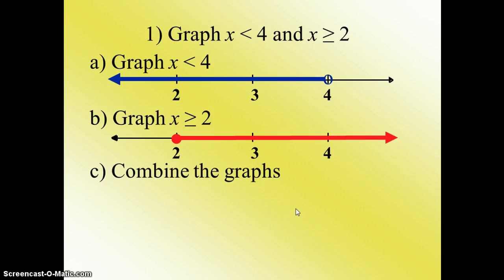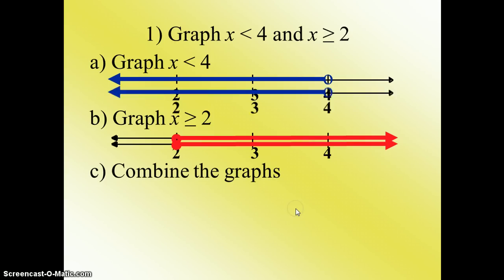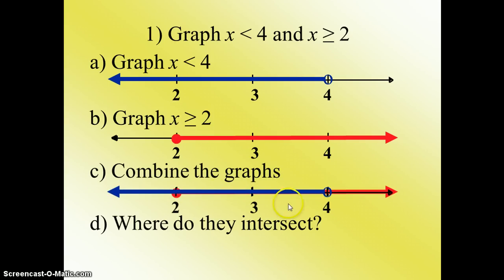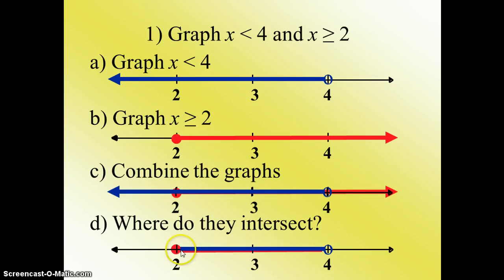Okay, now we're going to combine the graphs. When you combine those graphs and we're looking for an "and" solution, we're looking specifically where they intersect. So where do they intersect? Well, they intersect here between 2 and 4, because on the outside of 4 is only red, and on the outside of 2 it's only blue.